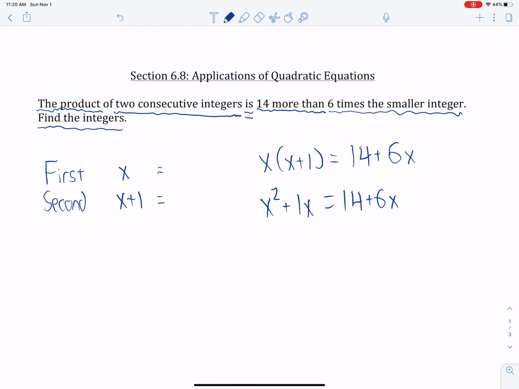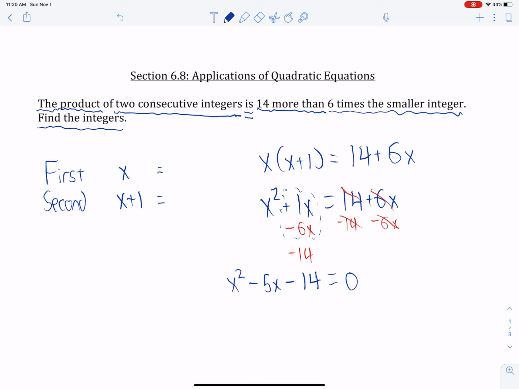Now, to solve this, whether we want to do it by factoring or using the quadratic formula, we need to have everything over on one side. So our next step here is subtracting 6x and subtracting 14 from both sides. When we do that, everything on the right side is going to cancel out so that it's all equal to 0. On the left side, we do have two like terms here. The x squared doesn't have a like term, but 1x minus 6x is minus 5x. And then we still have minus 14 equals 0.